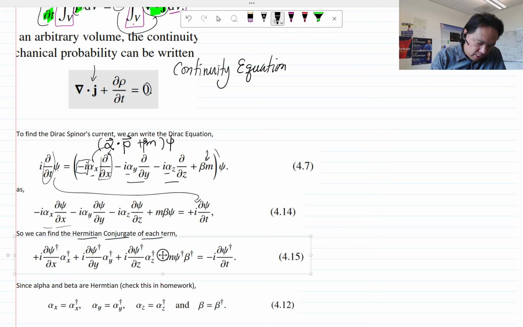Okay, and speaking of that, we have i going to negative i here, and then all the negative i's in front go to positive i's. And then the mass term doesn't have that, so we don't have to deal with that.